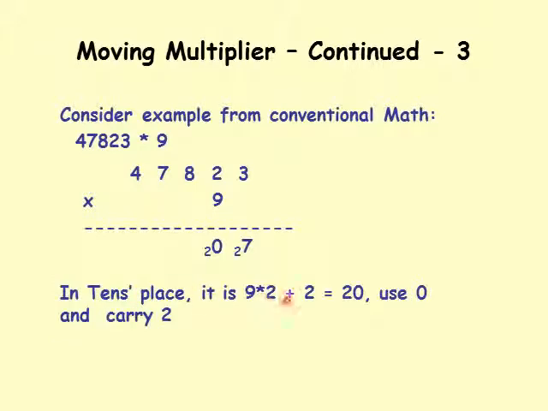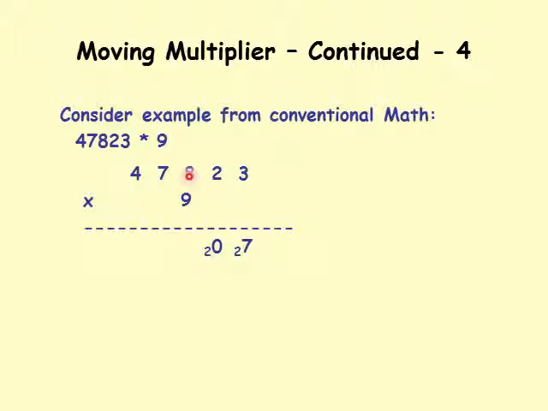In tens place we have 9 times 2 plus the carry 2. 18 plus 2 is 20. We'll use 0 and carry 2. 0 is part of the answer, and 2 is my scratchpad number I need for the next column.